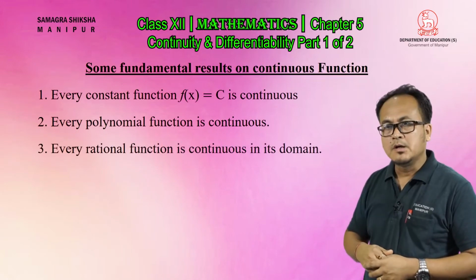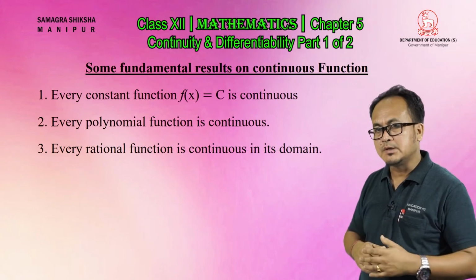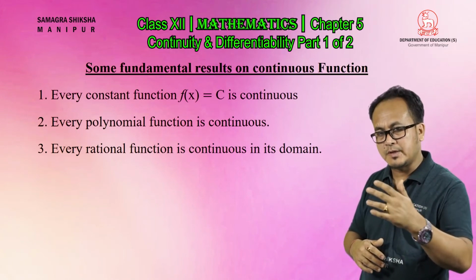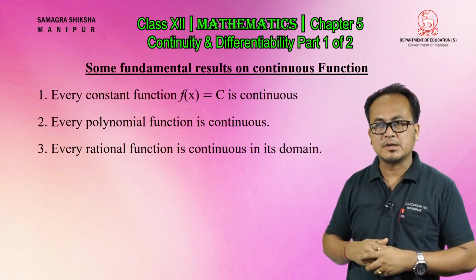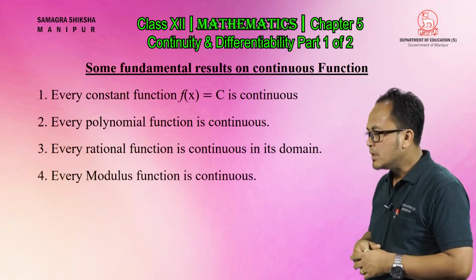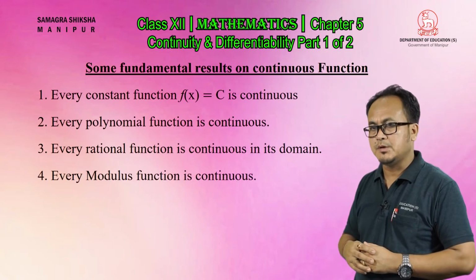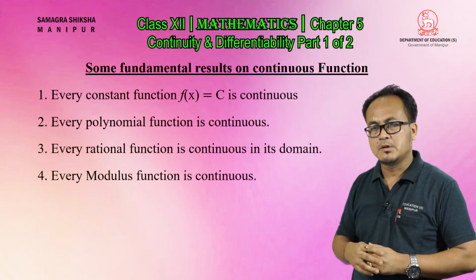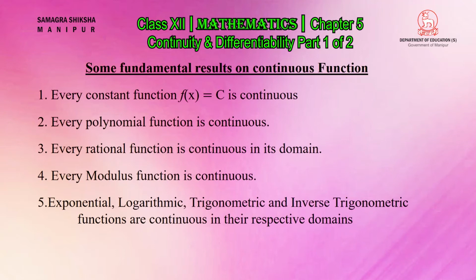Then third, every rational function is continuous in its domain. A rational function is of the form p(x) by q(x), that is, f(x) by g(x). Then every modulus function is continuous. Then exponential, logarithmic, trigonometric and inverse trigonometric functions are continuous in their respective domains.